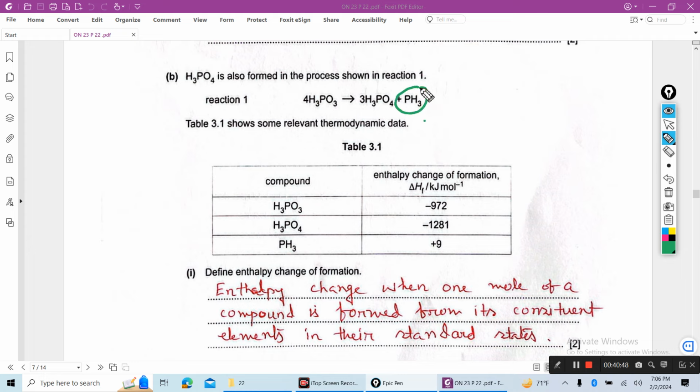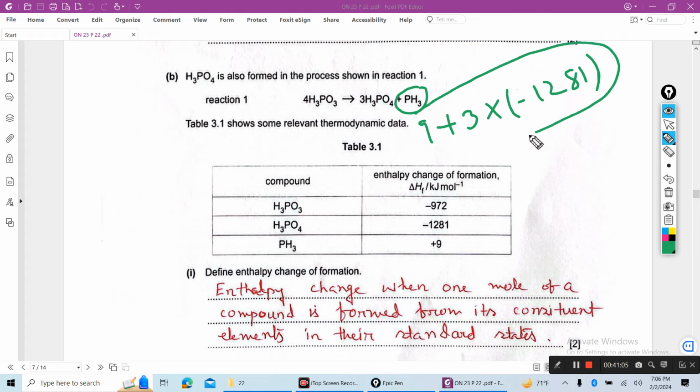Plus 9 plus 3 times phosphoric acid value is minus 1281. This is the product minus reactant. 4 times phosphorus acid, phosphorus is minus 972. So if you calculate, you get the answer.